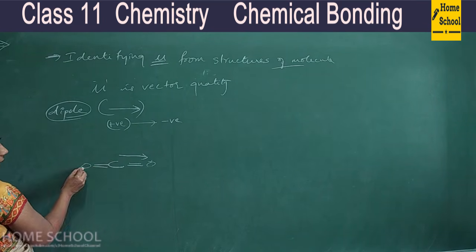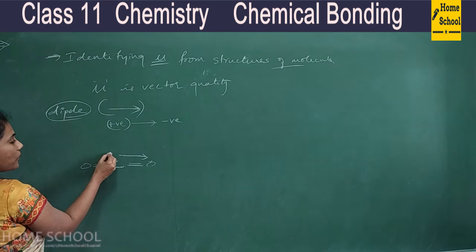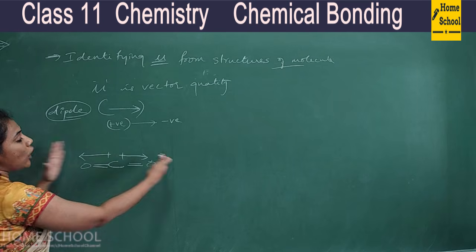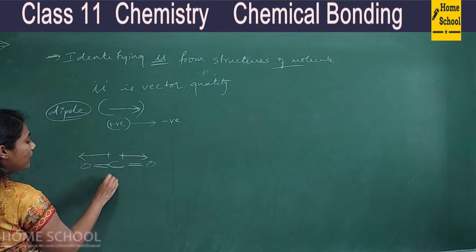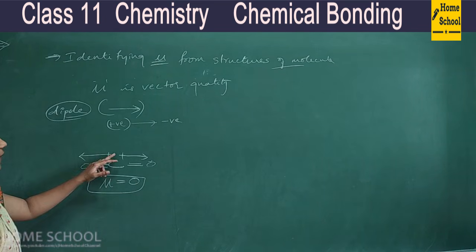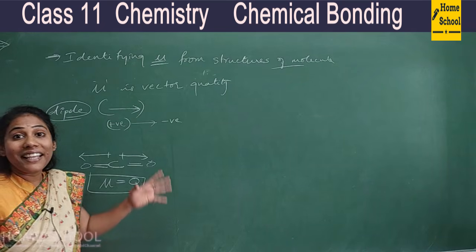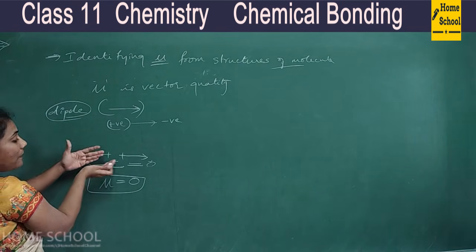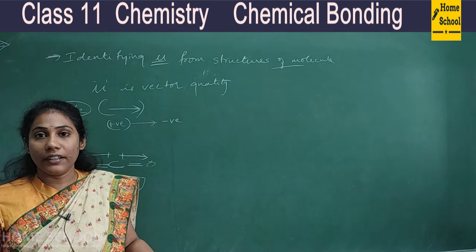And here also, in this dipole you will observe, oxygen is electronegative, carbon is electropositive. So this is the dipole you will show. And vector quantity in opposite direction will get cancelled, right? So what is the dipole moment here? Dipole moment is 0. So I say this particular molecule is not having any ionic character. This is how, from the structure, you can decide whether dipole moment is there or not.